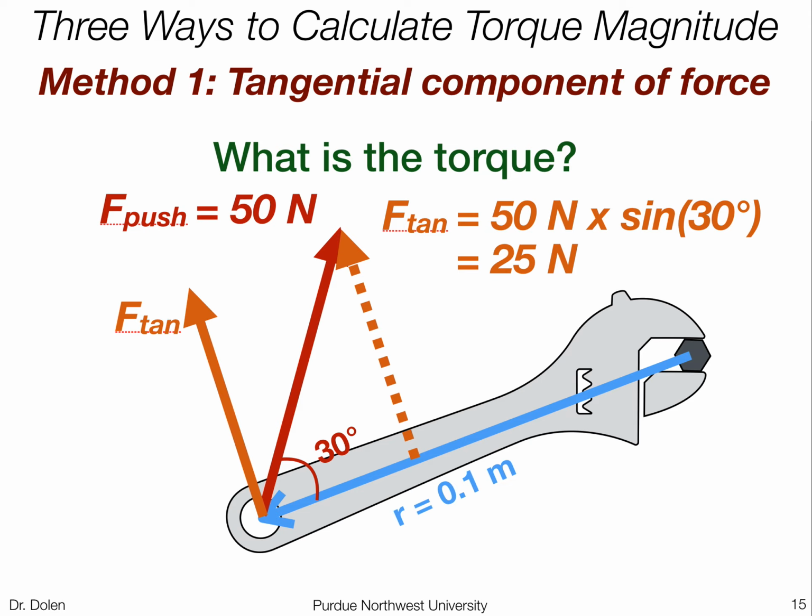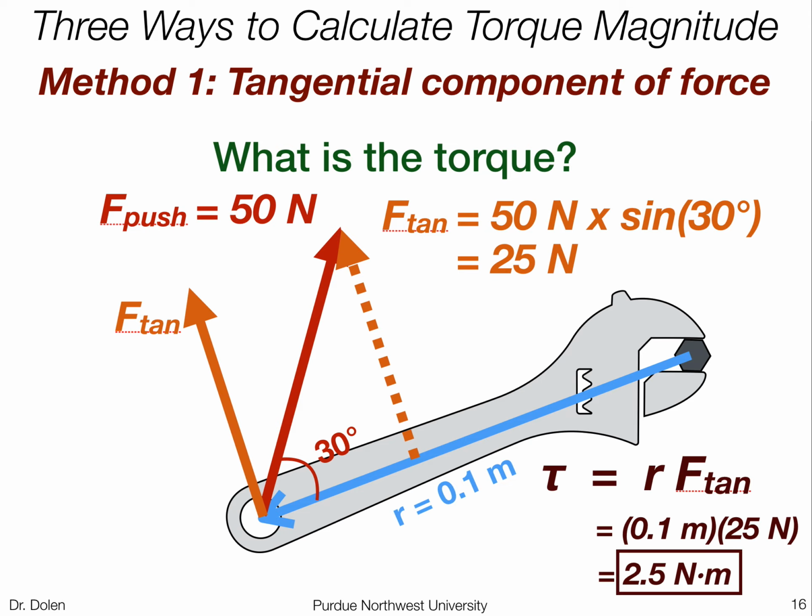Once I know that, all I have to do is use our torque formula. Torque is equal to r F tangential. r is the distance between my axis of rotation and where I'm applying the force, so that's 0.1 meters, multiplied by 25 newtons. So my torque is 2.5 Newton meters. That's a unit of torque. It's r, which is measured in meters, times force measured in newtons, so we call that a Newton meter. That was our first method to calculate torque.